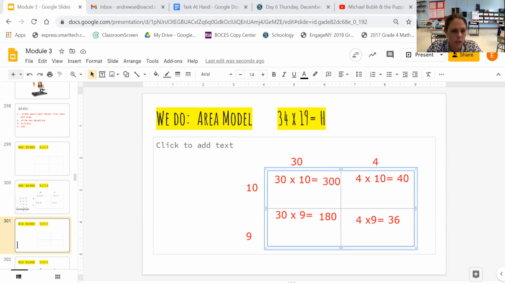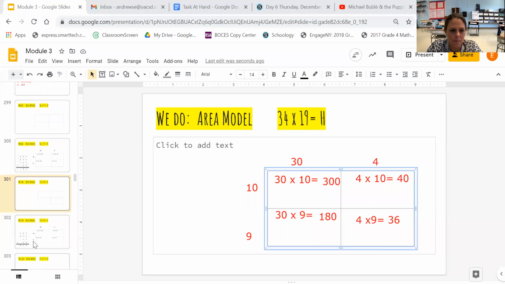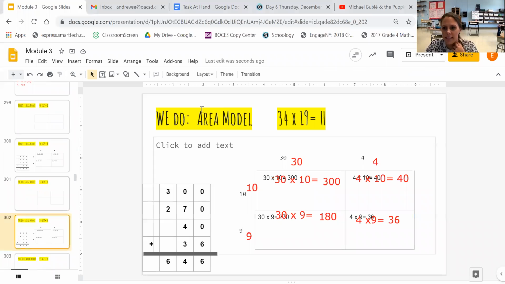So let me show you our next one with the answer here. So we had 300, 270, 36, and 40. And when you added them up for the value of each, you should have gotten an answer of 646.